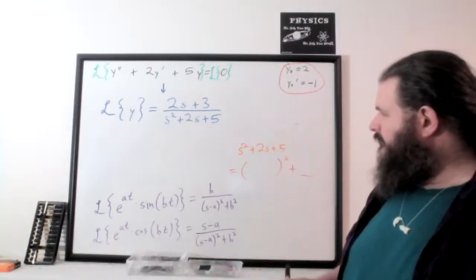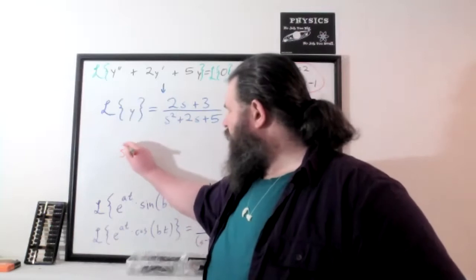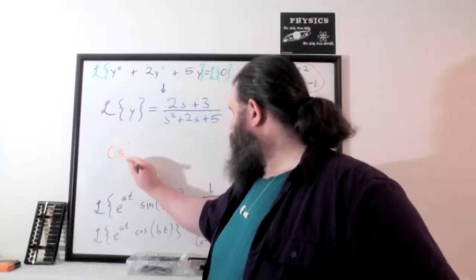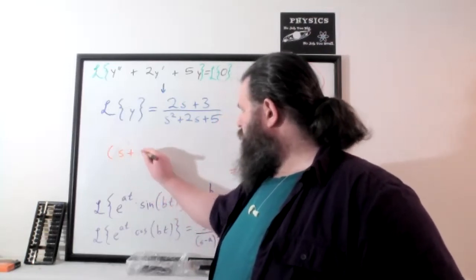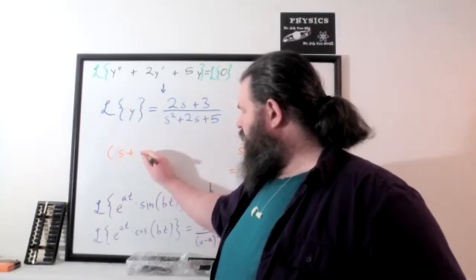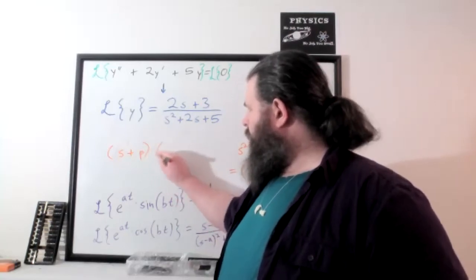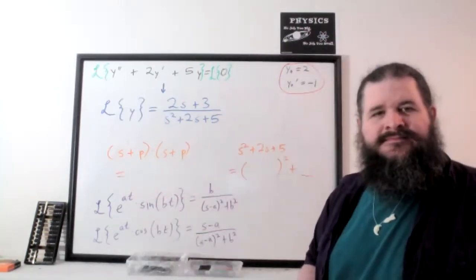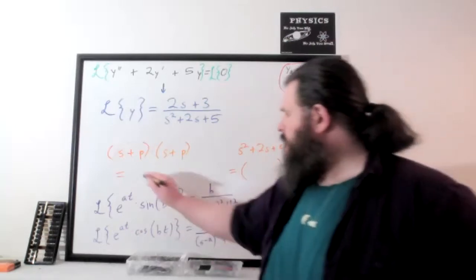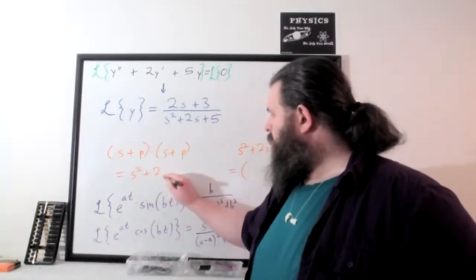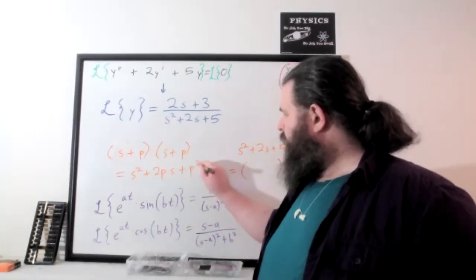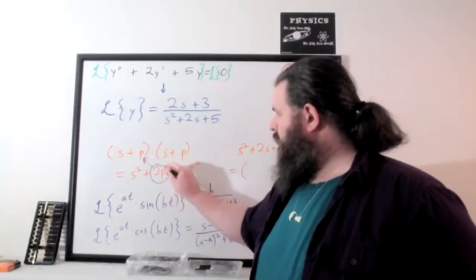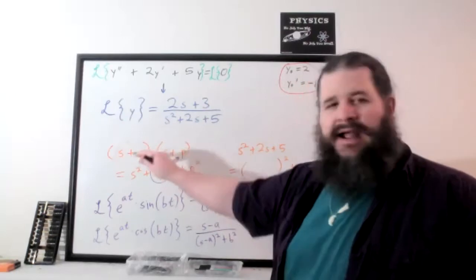For example, let's say you start from a perfect square. Let's say you multiply (s + p) by itself. What would you get? s² + 2ps + p². Yeah. Which means that the coefficient on s, half of that has to be what we're adding here.